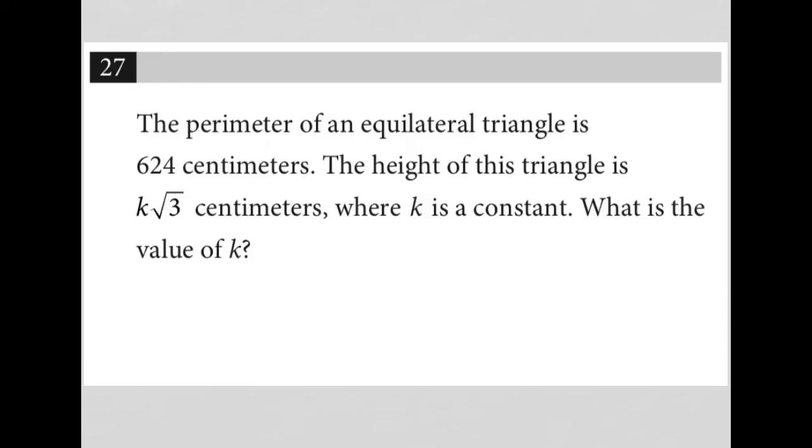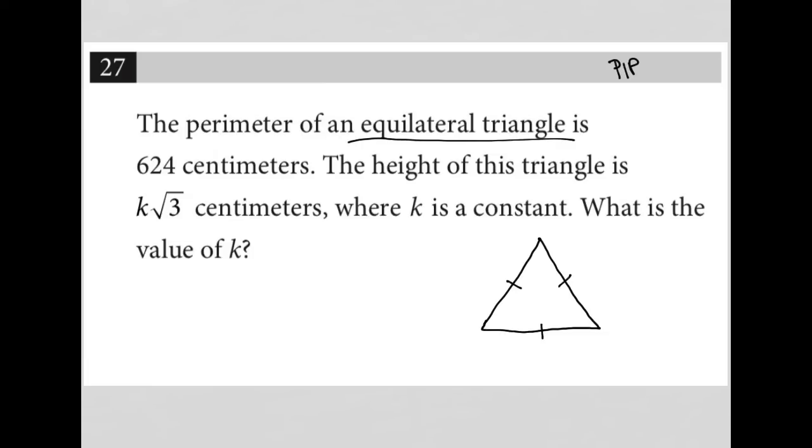So this question says the perimeter of an equilateral triangle is 624 centimeters. All right, I am going to use plug-in picture, right? We're describing an equilateral triangle, so I know that an equilateral triangle looks something like this. And regardless of how I draw it, basically it means that each side is equivalent.